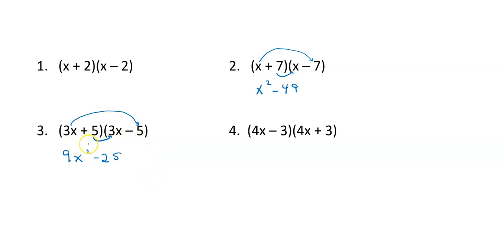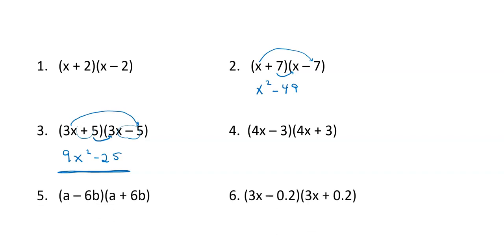They're both 3x's and 5's. One's got a plus, one has a minus. The answer is two perfect squares that have a minus sign in between them. And technically, they don't even have to be perfect squares, but oftentimes at this stage they will be.